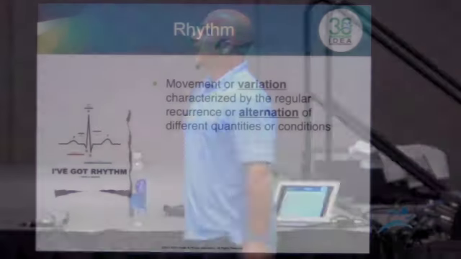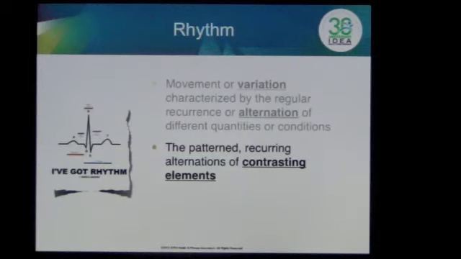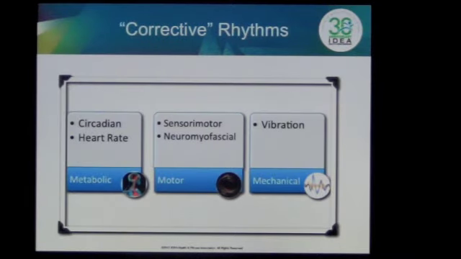Yeah? Here's what rhythm means. It's the pattern of reoccurring alternations of contrasting elements. Contrasting elements, there's that thing again, contrasting. Contrasting is like counteraction. We were contrasting each other. I have to have that in order to maintain tension through the system. I've broken them down into metabolic rhythms, motor rhythms, and mechanical rhythms.